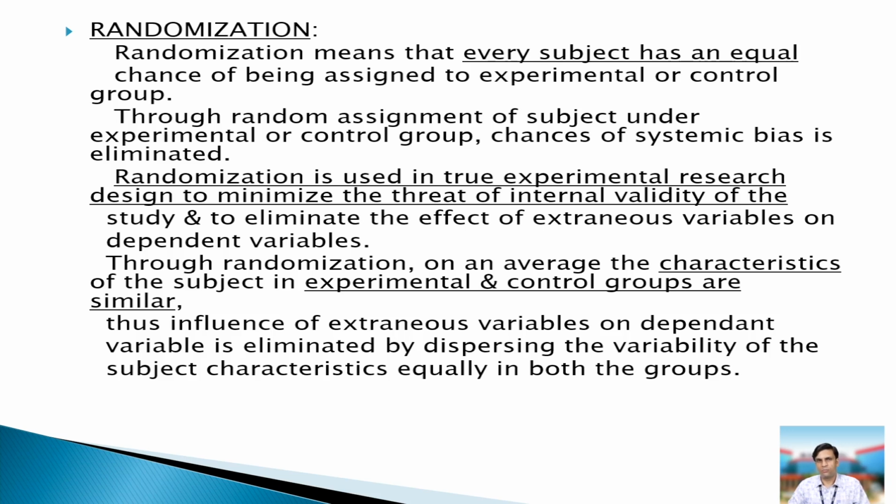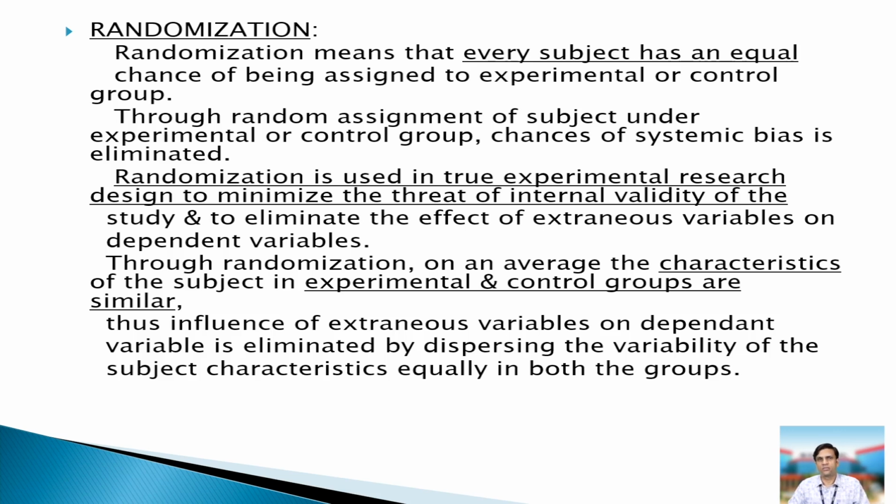This is one of the great problems in conducting research, that there is some systemic bias, and it can be easily avoided by doing randomization. It is used in true experimental research design to minimize the threat to internal validity of the study and to eliminate the effect of extraneous variables on the dependent variable.